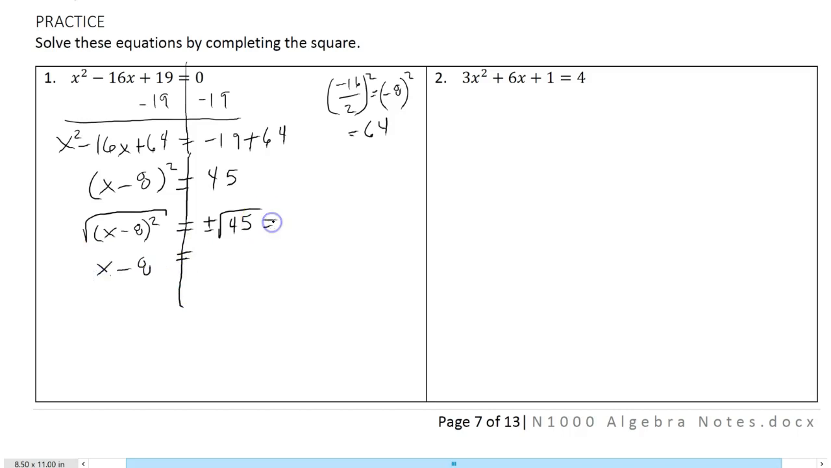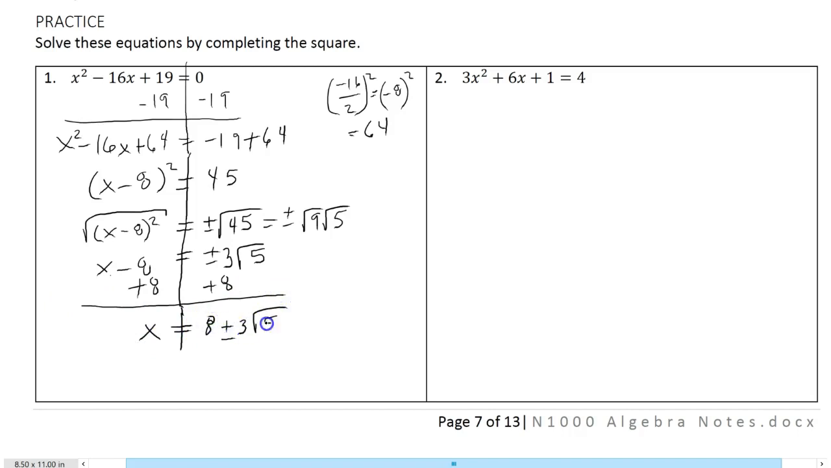The square root of 45 can be simplified by factoring out 9. So the simplified form is plus or minus 3 square root of 5. We're not finished until x is isolated. Add 8 to both sides of the equation. X equals 8 plus or minus 3 square root of 5. The final answer then is 8 plus 3 square root of 5 and 8 minus 3 square root of 5.